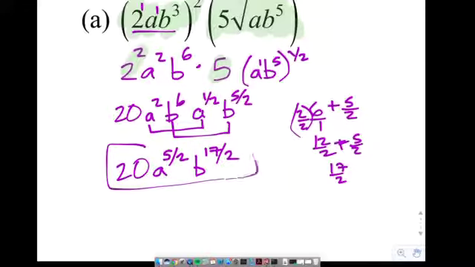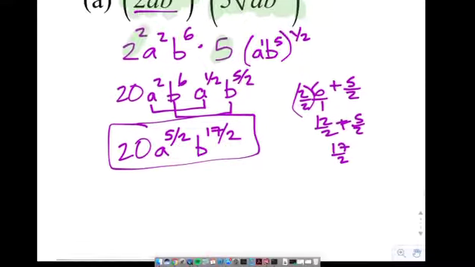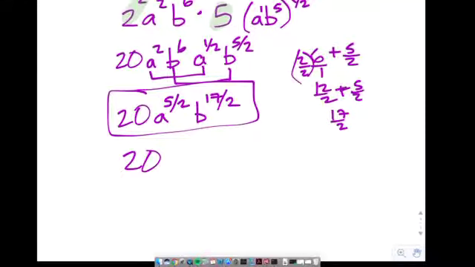So this could be a final answer. I kind of like the way that looks. You have one representative factor of each type, one number, one A, and one B. But if it's a multiple choice where the instructions say get rid of any negative exponents or fractional exponents, we need to go another step further. So 20, this becomes the square root of a to the 5th times the square root of b to the 17th.